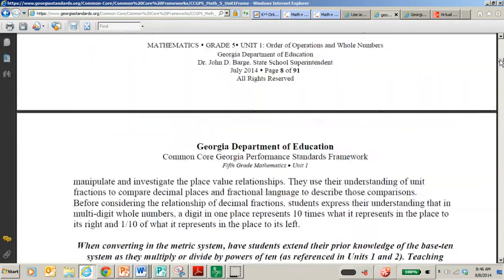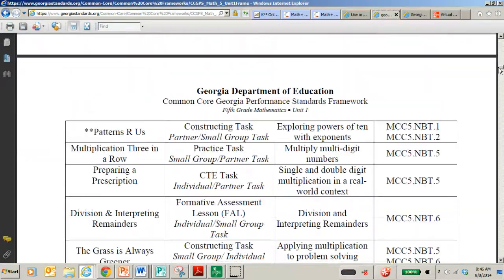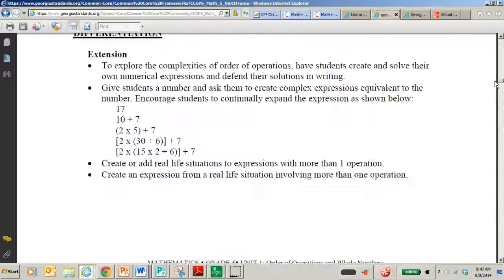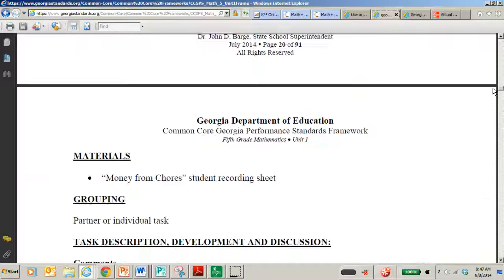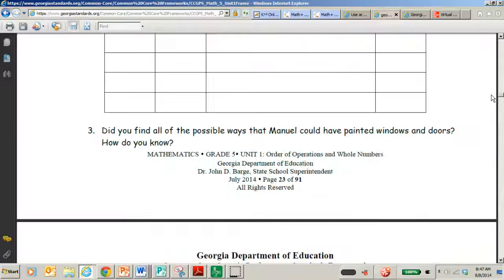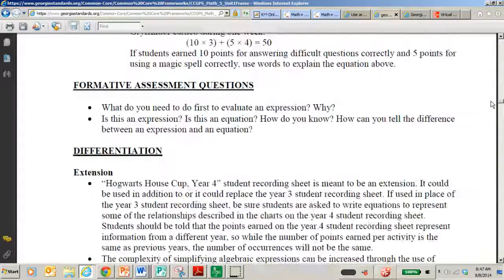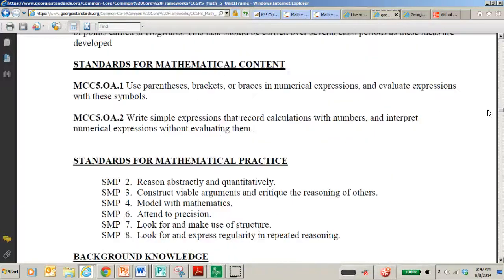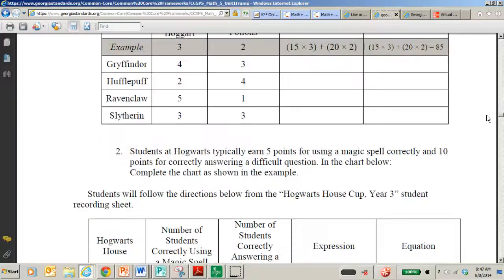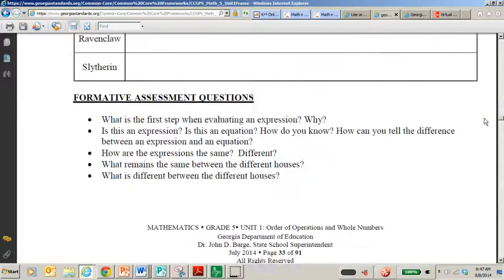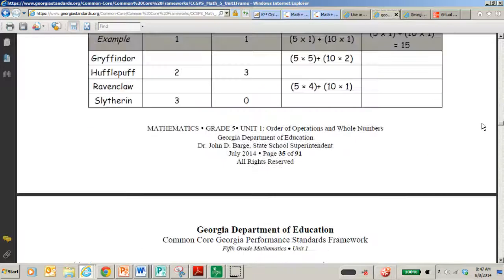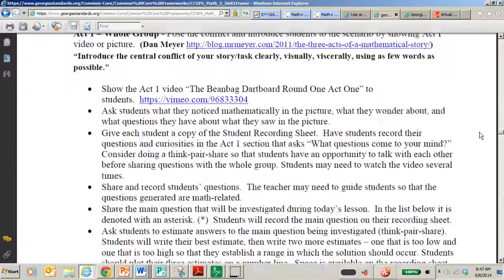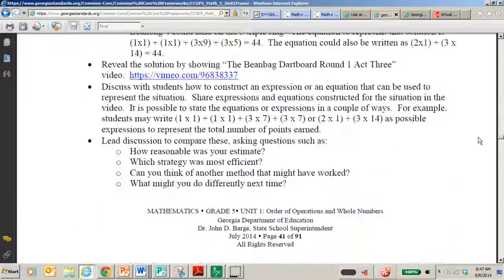But then what we're going to do is I'm going to scroll down and go to Patterns Are Us, which comes after some initial lessons on order of operations, and we're going to teach that later in the year. You can scroll down to Patterns Are Us, and what you're going to see is powers of 10, using 10 with the exponent and making that number larger, just like your child is going to see on that extended problem solving. So as I scroll through, you can use this document.